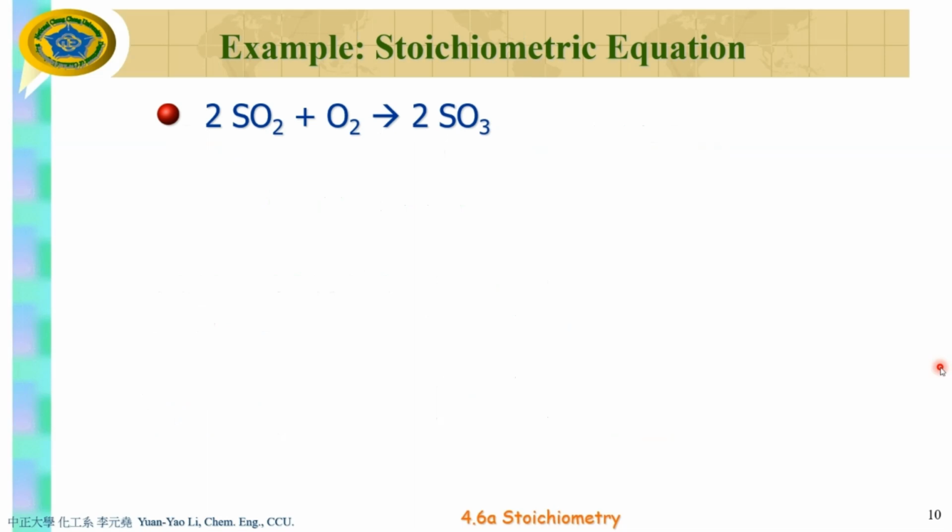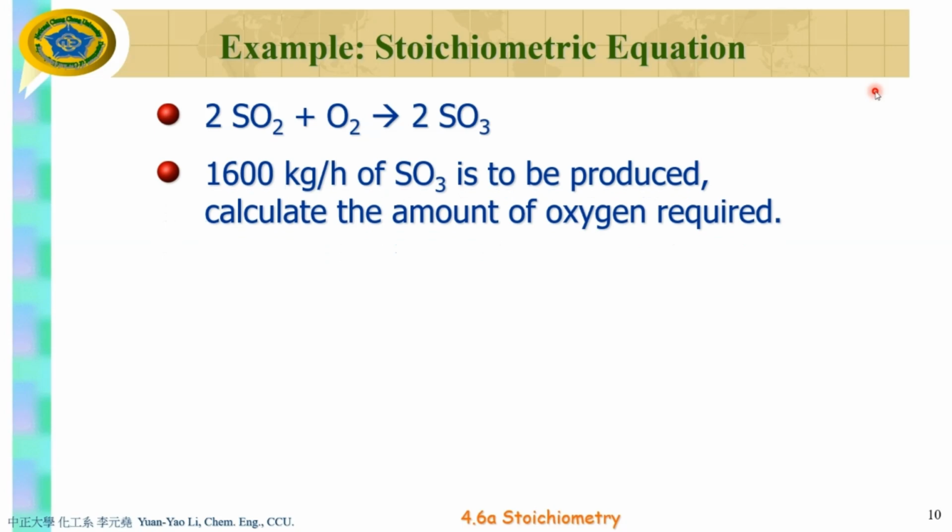Okay, so this example here is the stoichiometric equation. We understand this is the stoichiometric equation, right? So let's make an example. 1,600 kilograms per hour of SO3 is to be produced. This means that this needs to be produced at 1,600 kilograms per hour, max production, continuously. It's a continuous process, as you know, since there's an hour, right? So this is a continuous process.